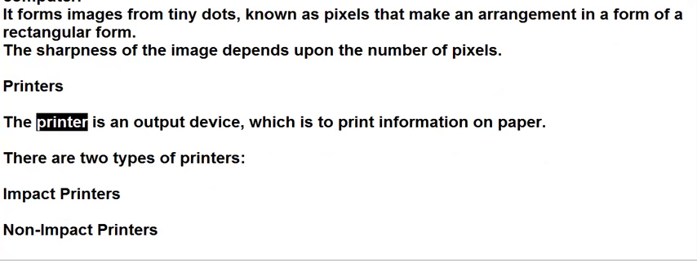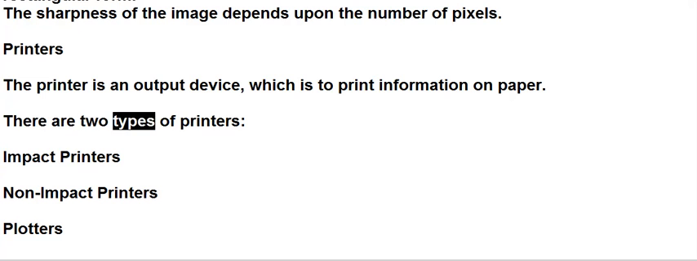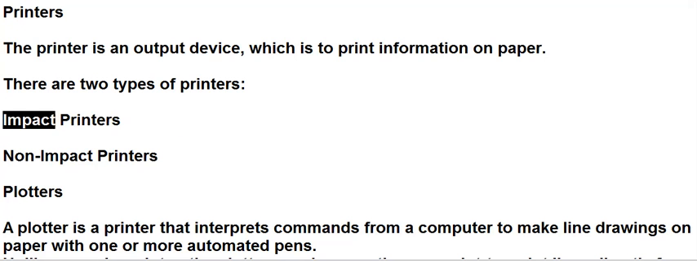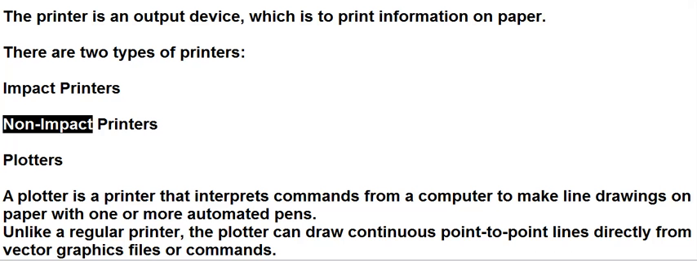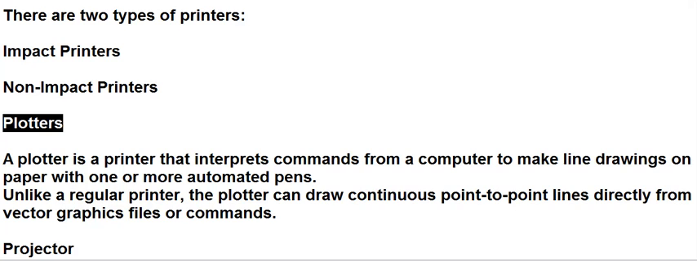Printers. The printer is an output device, which is used to print information on paper. There are two types of printers. Impact printers. Non-impact printers.